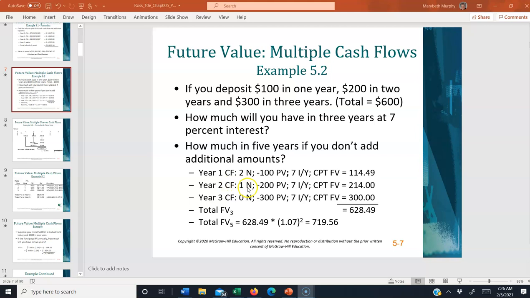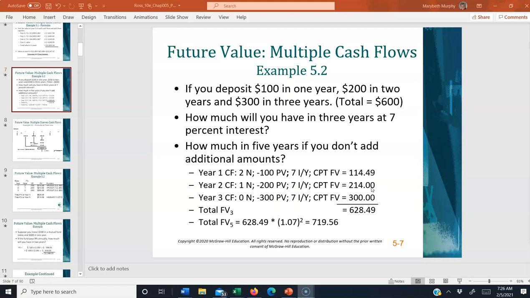Year 2, the cash flows are a CF on the calculator. 1 is N, minus 200 is the present value, 7 is the I slant Y, and then again, you're going to compute the future value. That's going to give you $214 even.